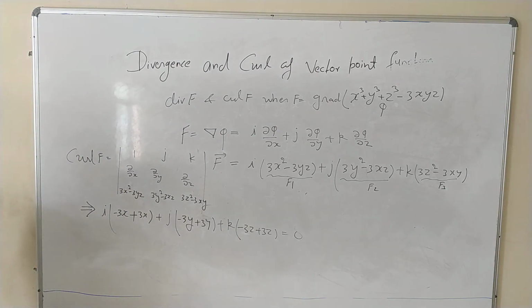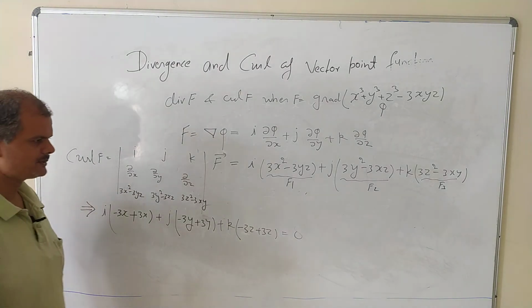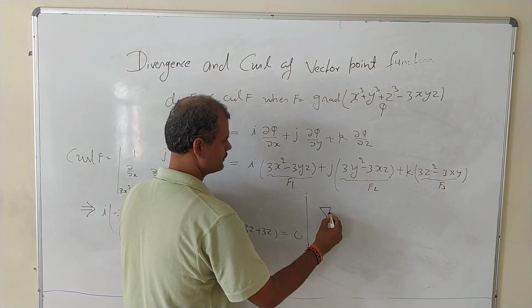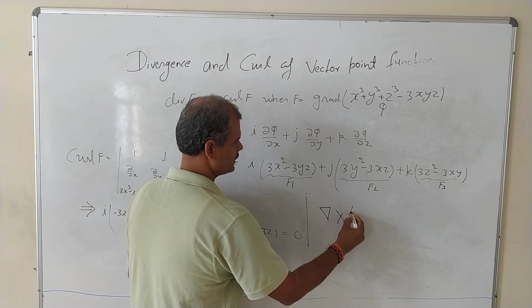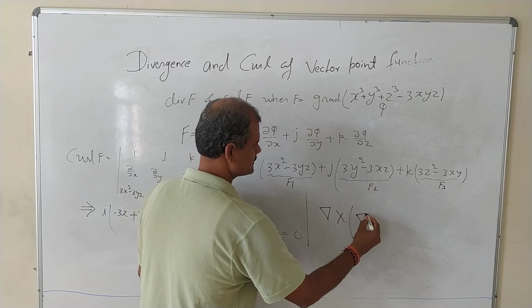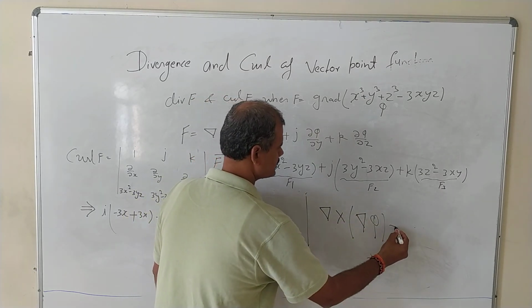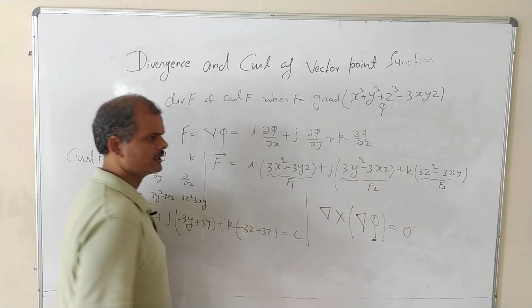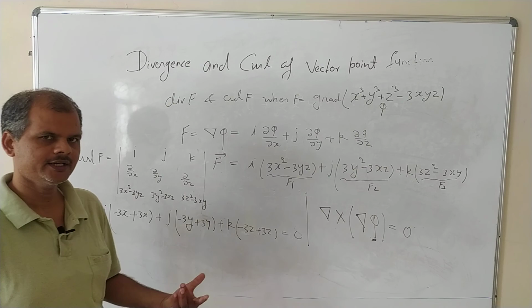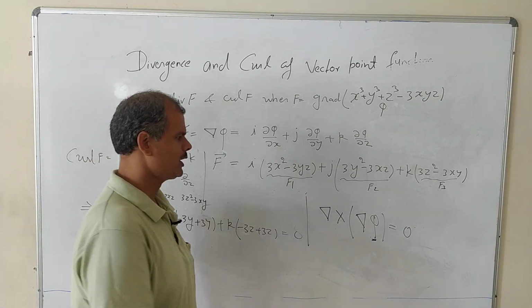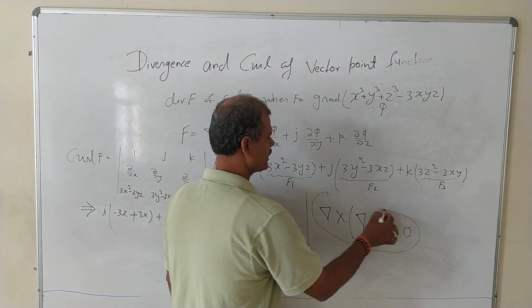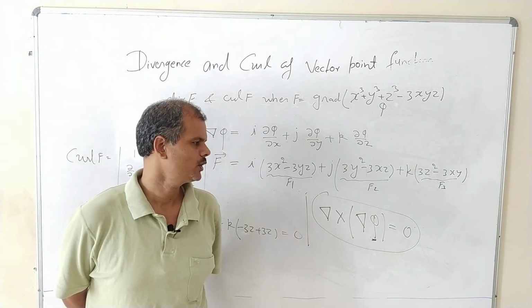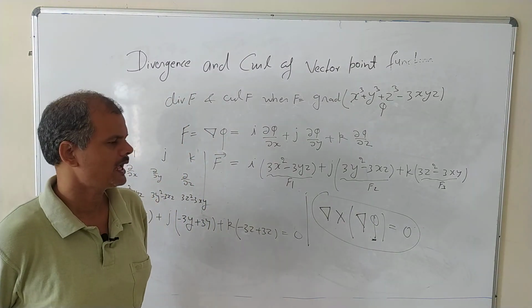Fine. So we have seen that the curl of gradient of phi is 0. So whatever phi we have, whenever you take the curl of the gradient of any scalar, that will always be 0. So this is called a vector identity. Okay. So we have many vector identities. We will discuss them in the next video.